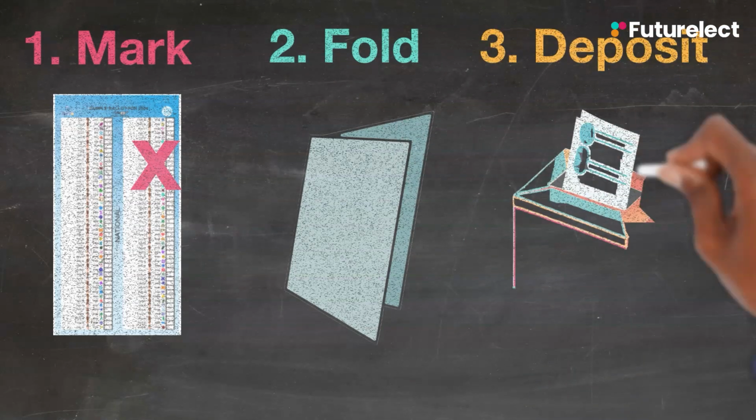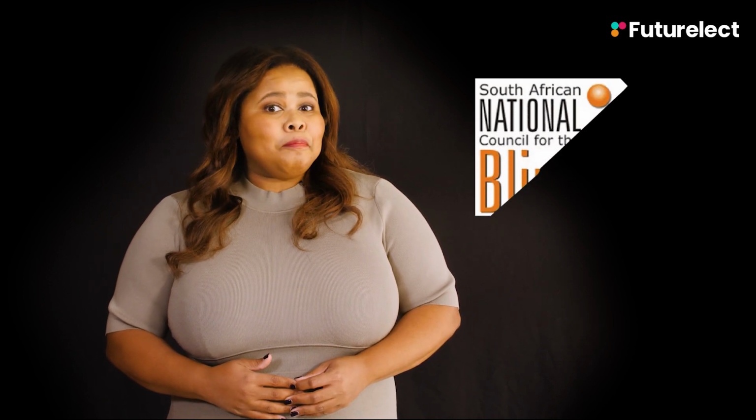If you make a mistake on your ballot, don't worry. As long as you haven't placed your ballot paper in the box yet, you can always ask the presiding officer for a new one. If you have a physical disability or are visually impaired, there are measures in place to help you.